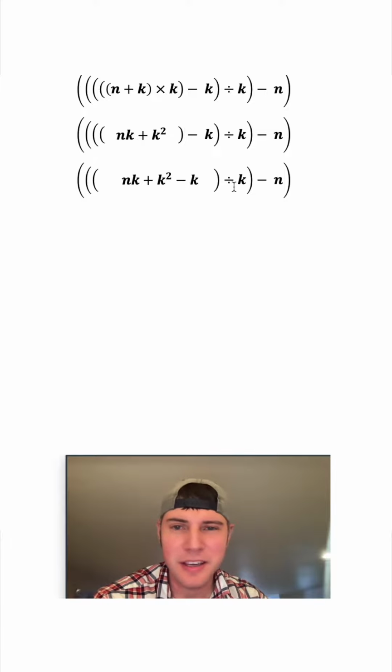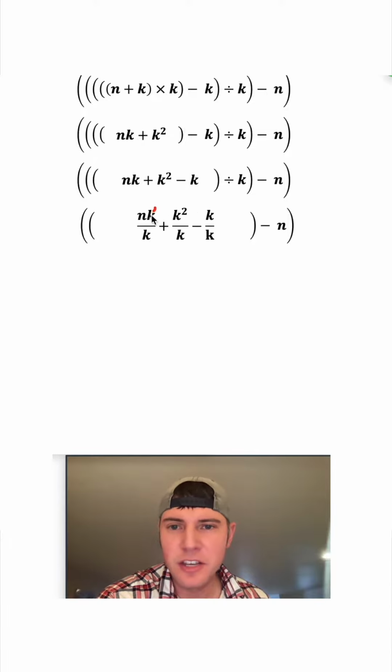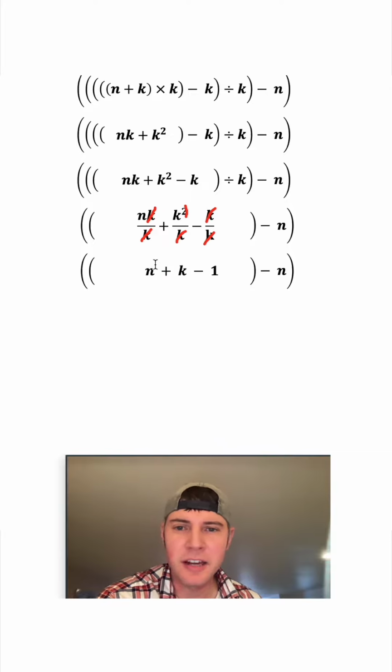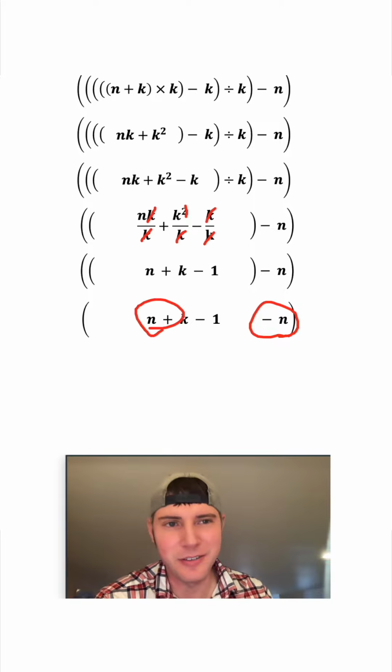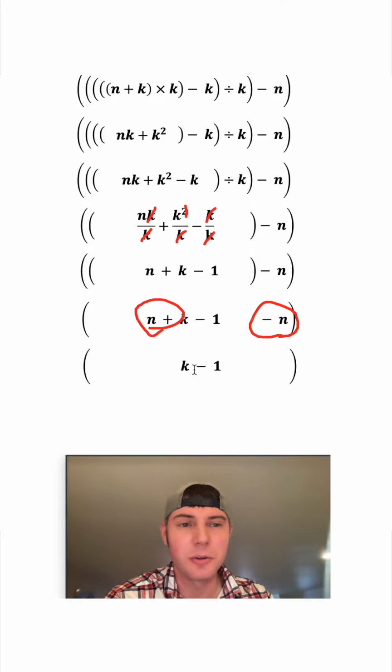Then to divide by k, we're going to divide each of them by k. So these two k's will cancel. One of these k's will cancel with this, and then these will cancel. So we end up with just n plus k minus 1. Next, we can drop the parentheses to bring the n in there, and then this n will cancel with this n, leaving us with just k minus 1. So in the general case, this will simplify to 1 less than k.